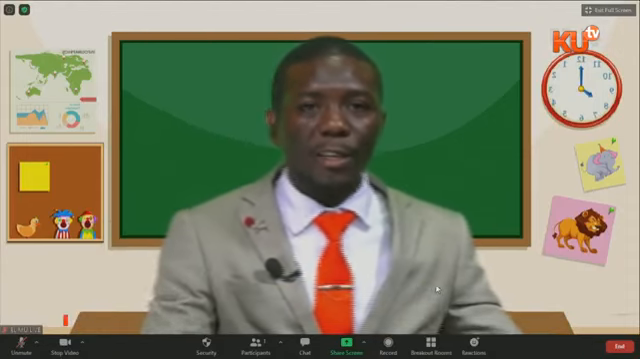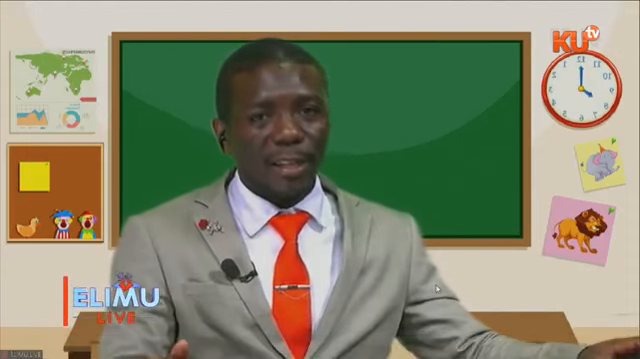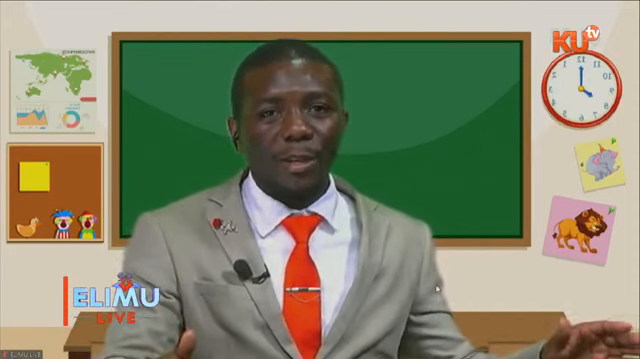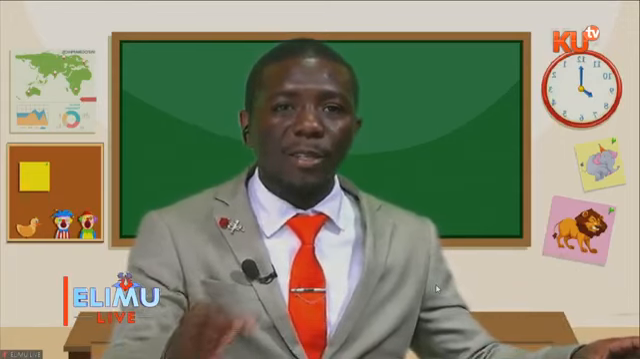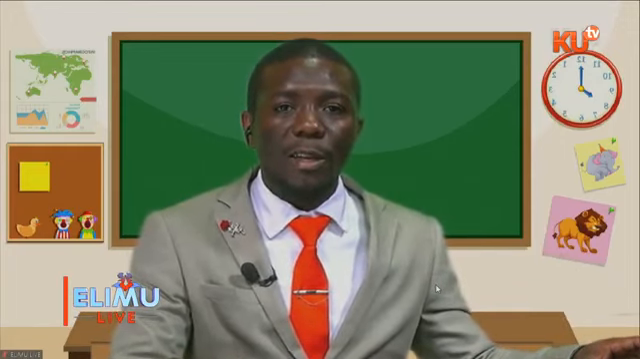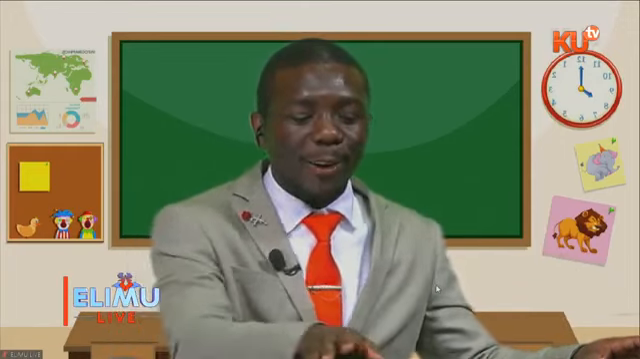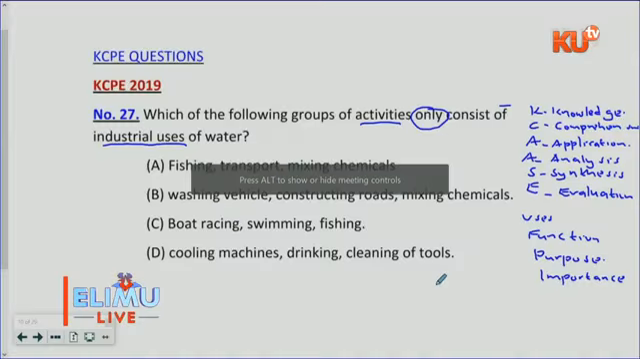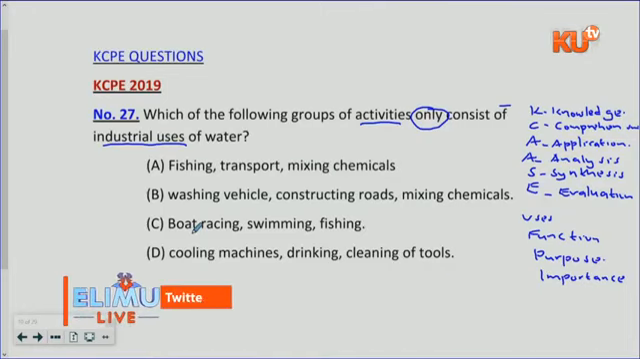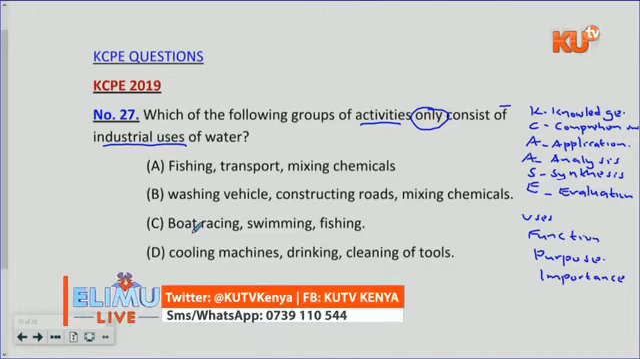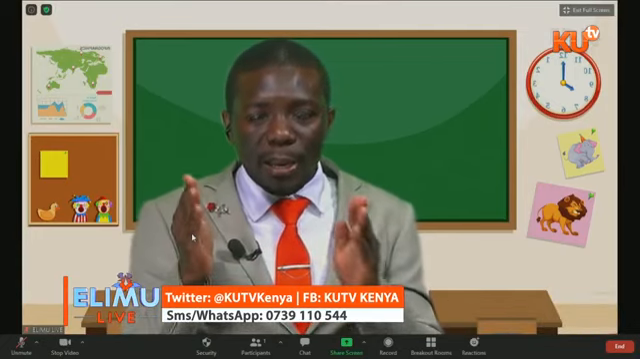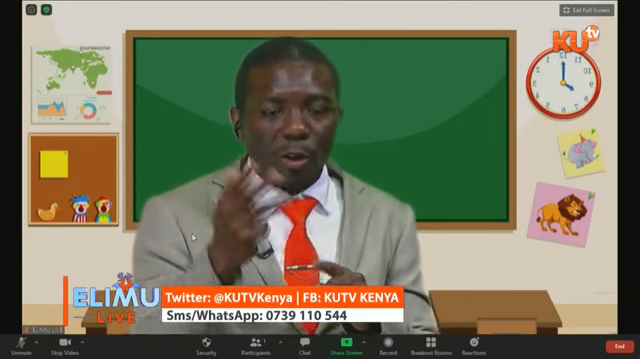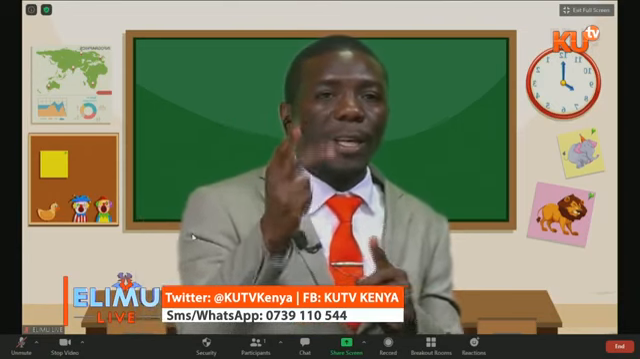But unfortunately, if you look at the KCPE newsletter on how the learners performed, you will find that the majority of the learners failed number 27, because of this thing called application and analysis. You did not analyze this question properly. So when you find a question like this, one, you need to apply what we call the elimination method. Two, you need to recall what you learned about uses of water in industry.